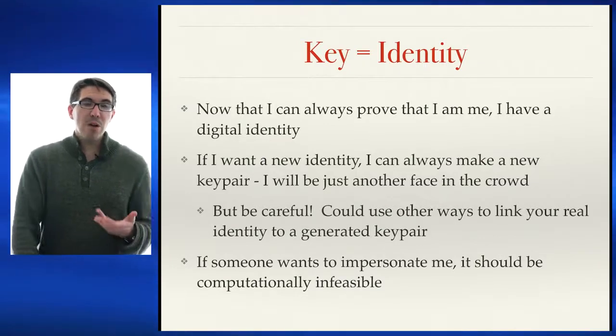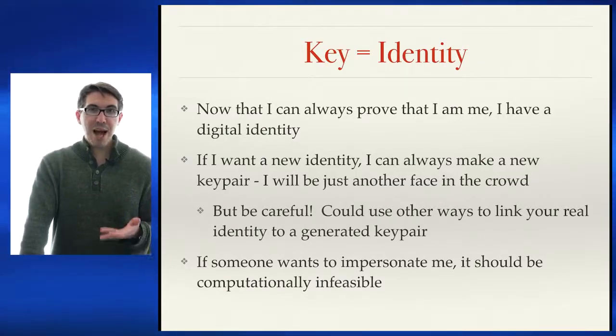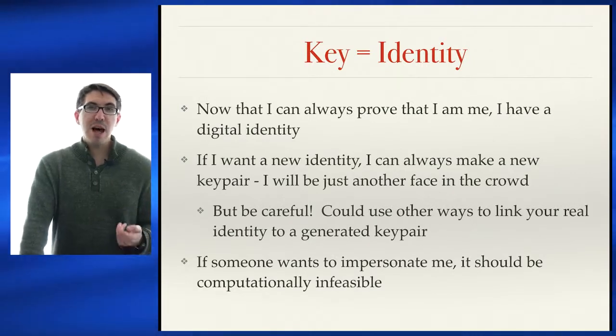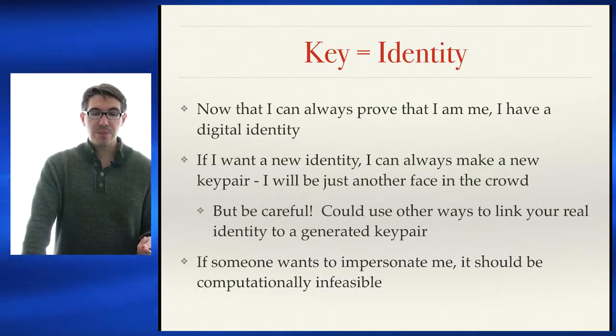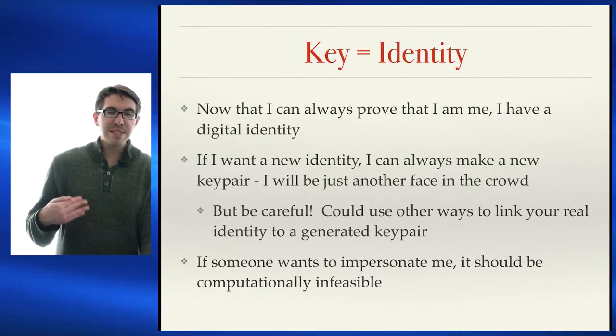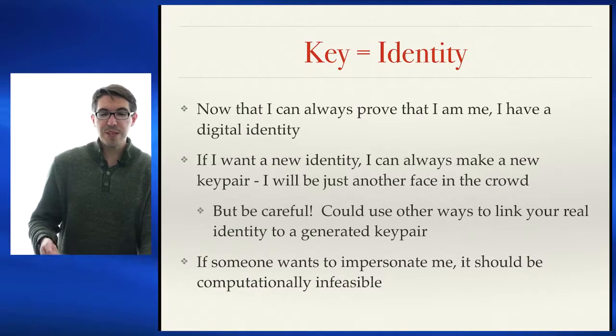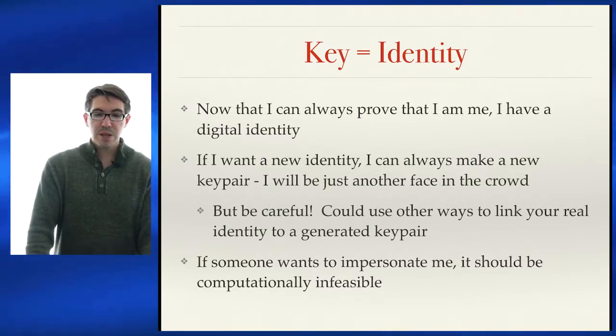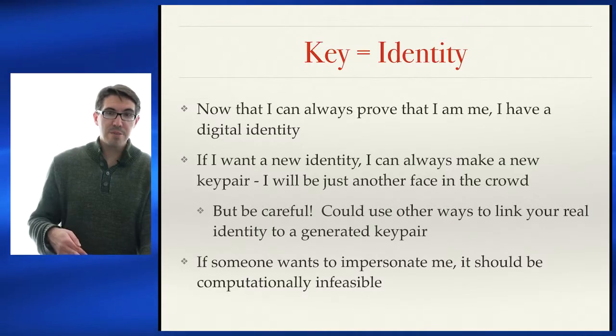So if we have a way of unforgeably proving who we are, we have a sort of digital identity. So I can always say that this is me, because if I'm the only one who knows the secret key, I'm the only one who should be able to sign messages. If I want a new identity, I can always make a new key pair. I can just become another face in the crowd. So this is interesting, where it's very easy to prove that someone or some message is from you. It's very difficult to prove that it was not sent by you. So, if someone does want to impersonate me, it's going to be computationally infeasible.